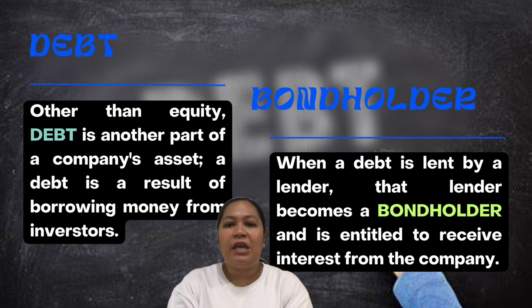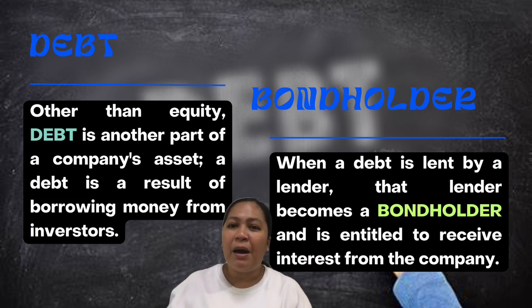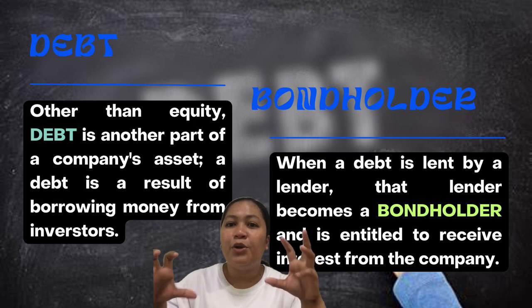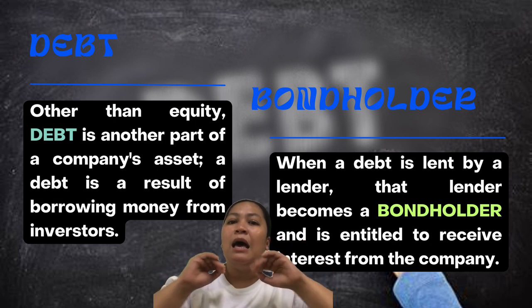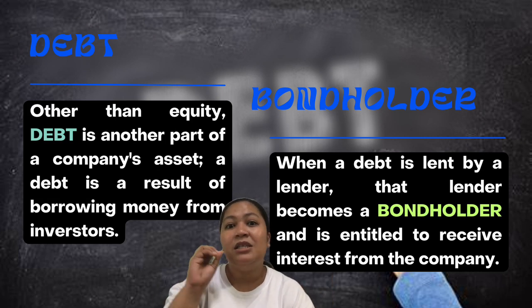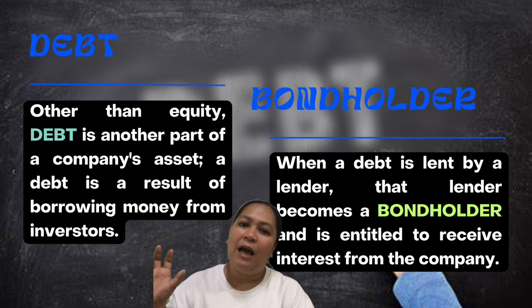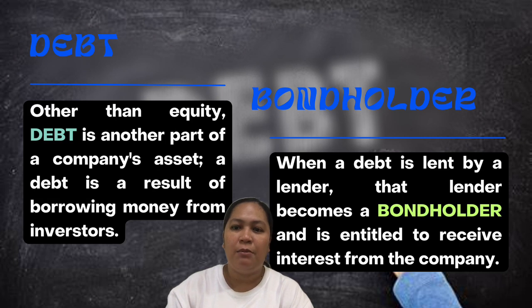So, the good thing about a bondholder is that if ever the business or the company goes bankrupt, the remaining assets are automatically divided to pay all the debts. Meaning, they are secured and will get back the money they gave, compared to a shareholder. So that is called a bondholder.